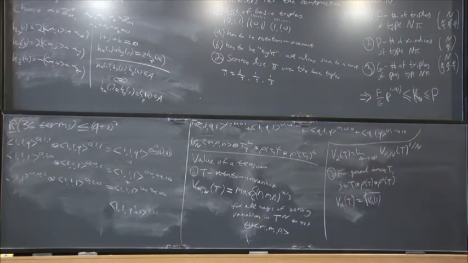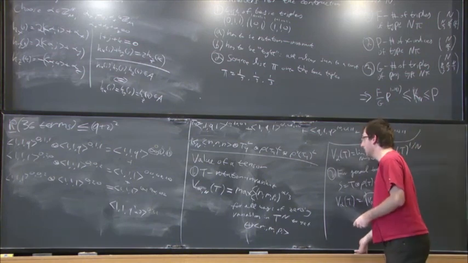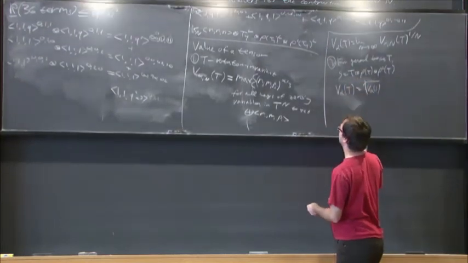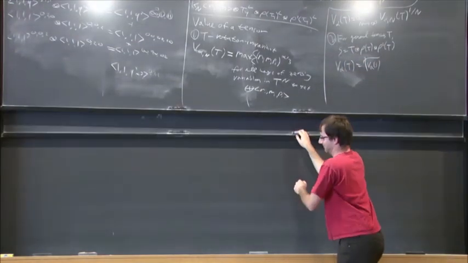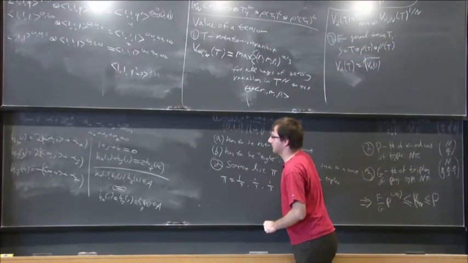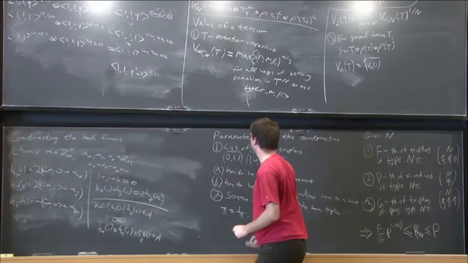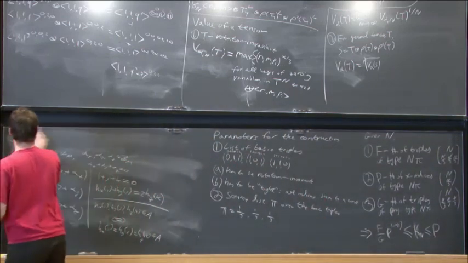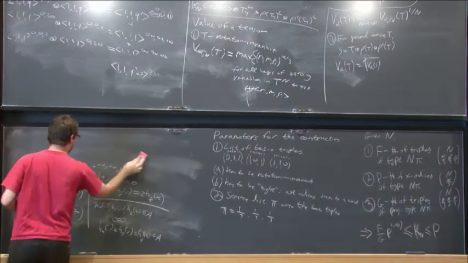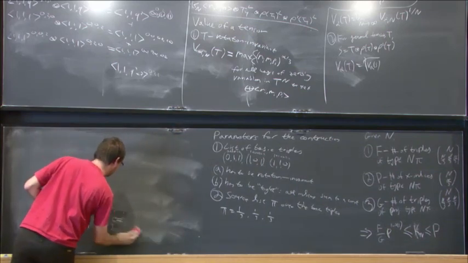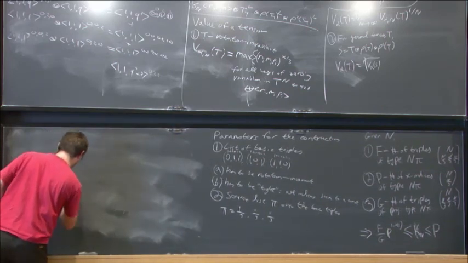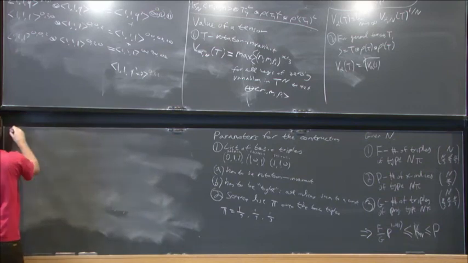So what does this notion of value give us? Where does it come from? So the basic thing is... so that's properties of the value.